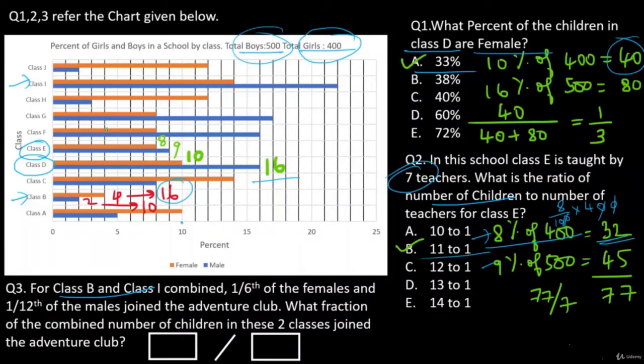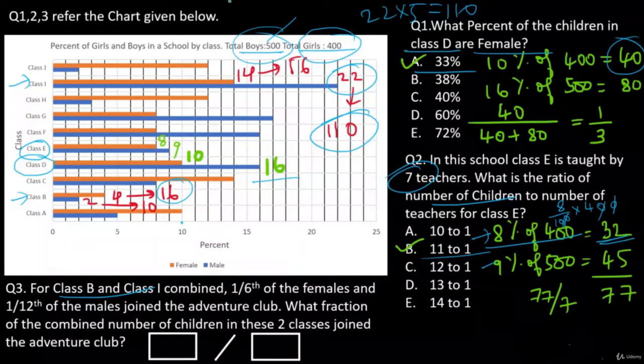Alright. Now what about class I? You have 14 over here and you have 22 over here. So 14% of 400. How much is that? 1% is 4. So 14% is 14 into 4, which is 56. Right? Now over here you have 22% boys, right? 1% of boys is 5, right? Because 100% is 500. So 22% will be 22 into 5, which is equal to 110. So that's what you have over here. So in class I, you have 56 girls and 110 boys.